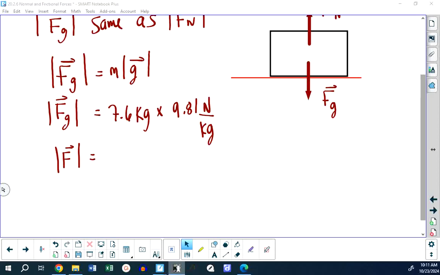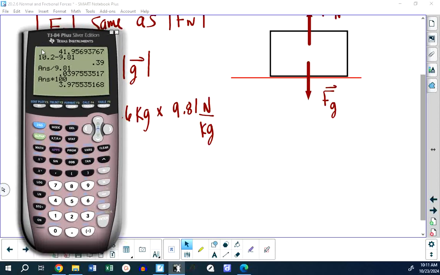While I'm moving my calculator over to this screen, you go ahead and do the calculation for me, please. It was 7.6, wasn't it? Thank you. You're getting about 74.6 newtons.